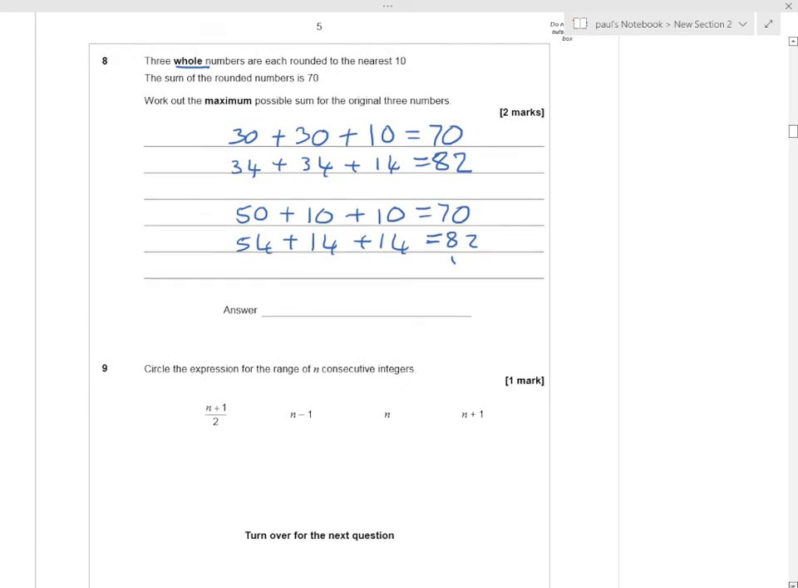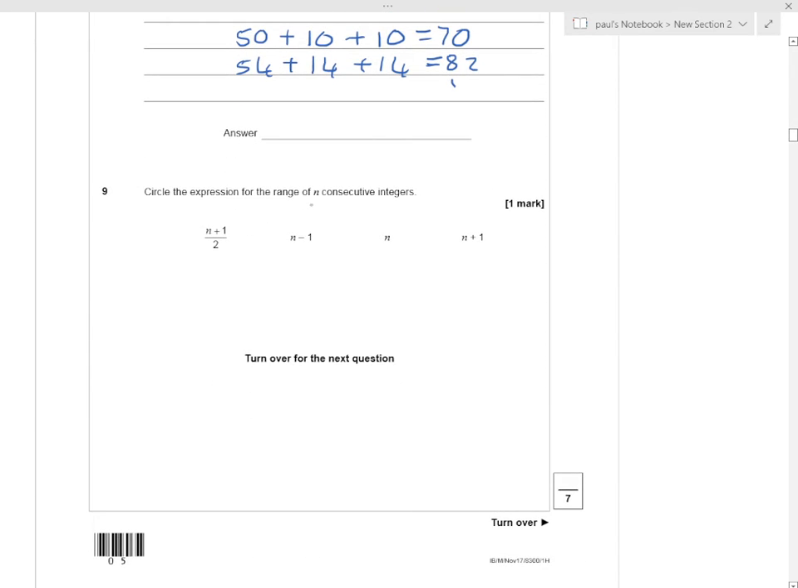Now, circle the expression for a range of n consecutive integers. N consecutive integers. Right, let's have a look. N consecutive integers. So it's n plus n. A range.